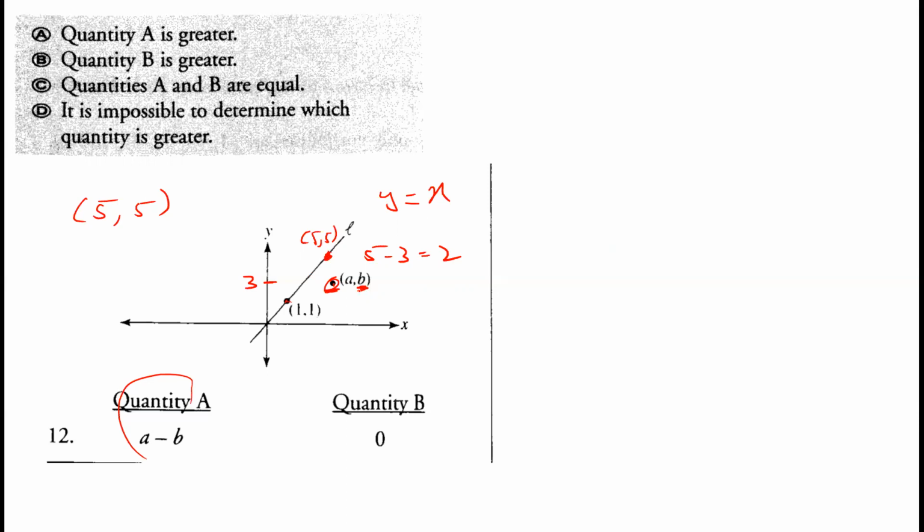So let's assume this B to be 3. Then 5 minus 3 is 2. That is a number that is greater than 0. Hence option A is correct. Now I'm just assuming 5 and 5 and 3. You can assume some other number as well.